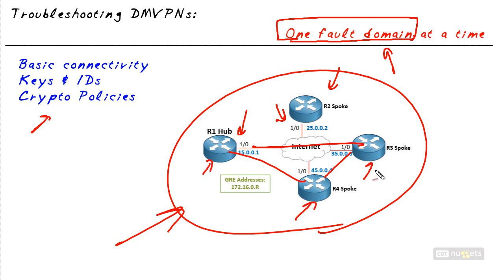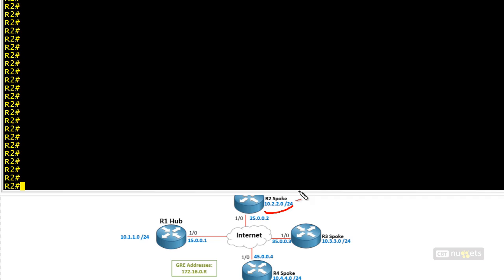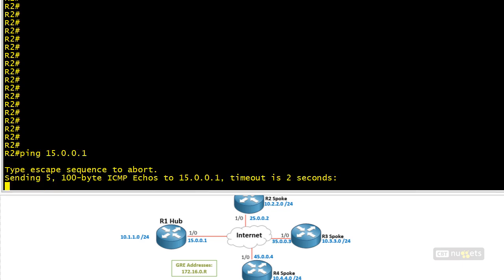R1, R4, and R3 are all working perfectly, and our job is to go in and identify what the problem is and correct the problems as we find them. So we're going to start right here on R2, and let's just do a few basic connectivity tests to verify we have connectivity over to our good friend Mr. R1. We'll start that with a ping of 15.0.0.1 just to make sure we have basic reachability.